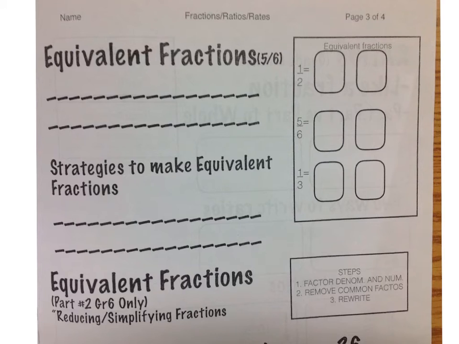There are a couple of easy strategies to make equivalent fractions. Just double the top and the bottom. So 1/2 becomes 2/4, or triple it, 3/6. Again, I can apply that here: 10 over 12, or 15 over 18. So that's just a strategy: multiply by 2, or multiply by 3, or multiply by 4, etc.